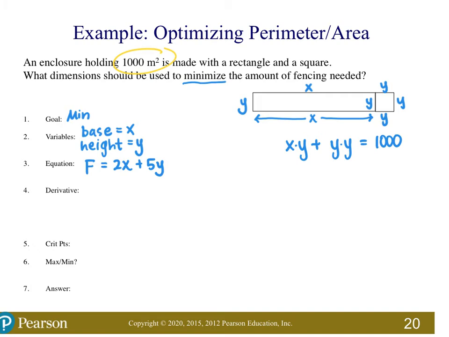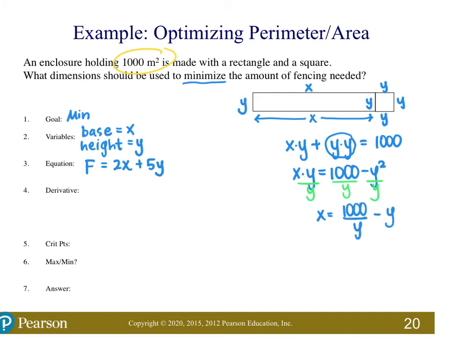You never want to just leave x and y as your only variables. You should be able to somehow get one of the variables alone. So there's only one x in the problem, so I'm going to work on getting that one alone this time. So remember, y times y is y squared. So x times y is 1,000 minus y squared. And then I can divide everything by y. So x would be equal to 1,000 divided by y minus a single y.